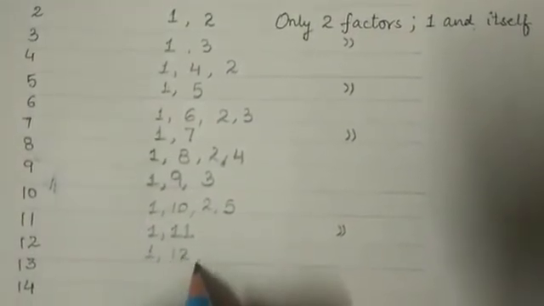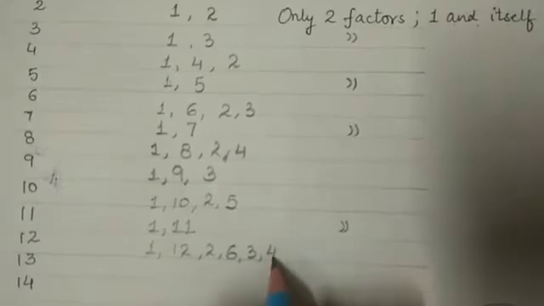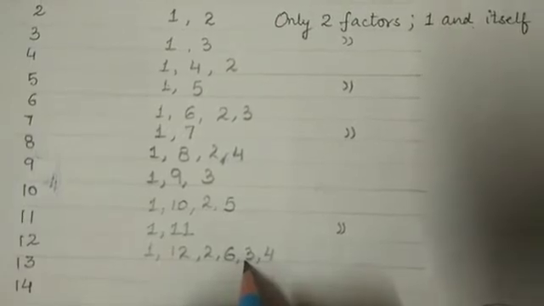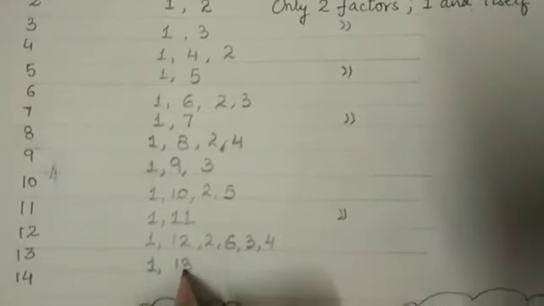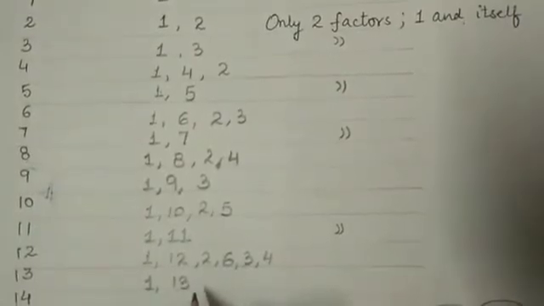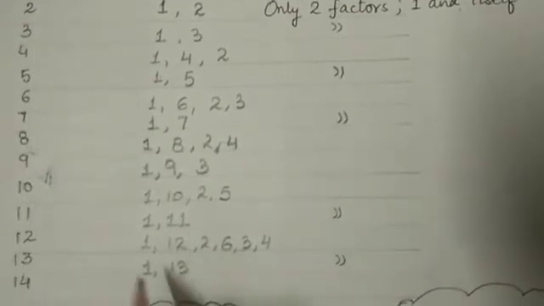12. 1 twelves are 12. 2 sixes are 12. 3 fours are 12. 4 threes are 12. Repetition started. It means factors are complete. Then 1 into 13. 2 no. 3 no. 4, 5, 6, not divisible by any of the numbers. So it has only 2 factors.